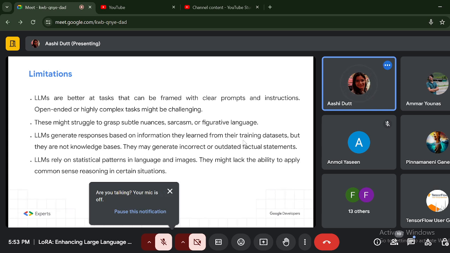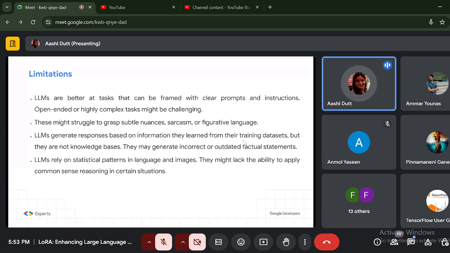They cannot predict. Then LLMs rely on statistical patterns in language, so they don't have the common sense that we humans have, right? So these are a few limitations that LLMs have, but these are models that are a work in progress, and as new models arrive in the market, they're getting better and better each time. So this is about the end of this presentation.